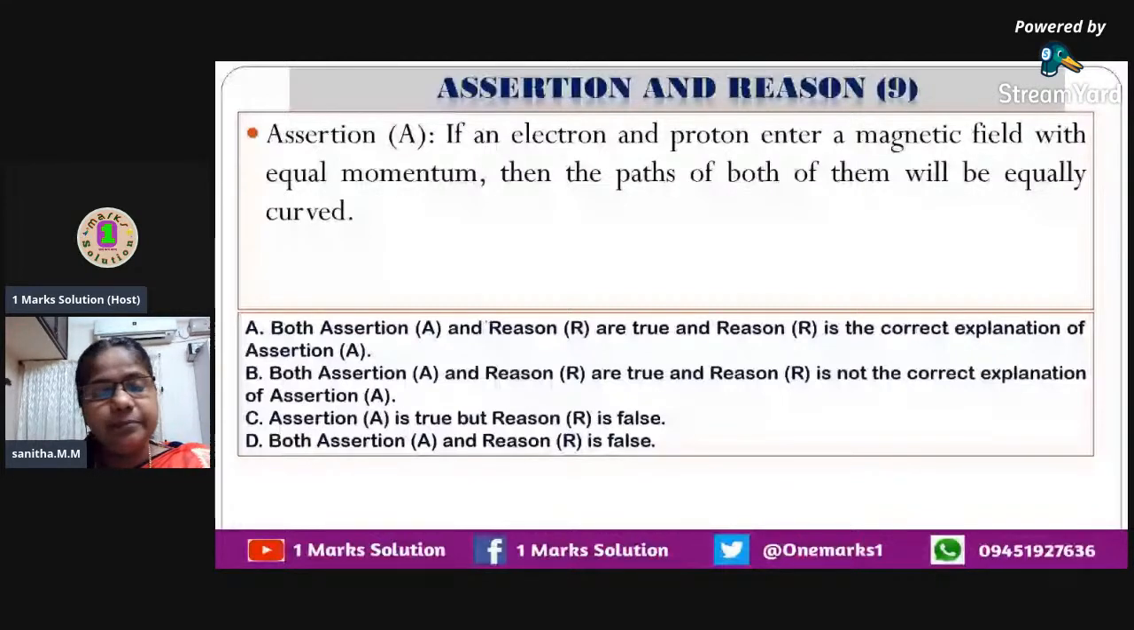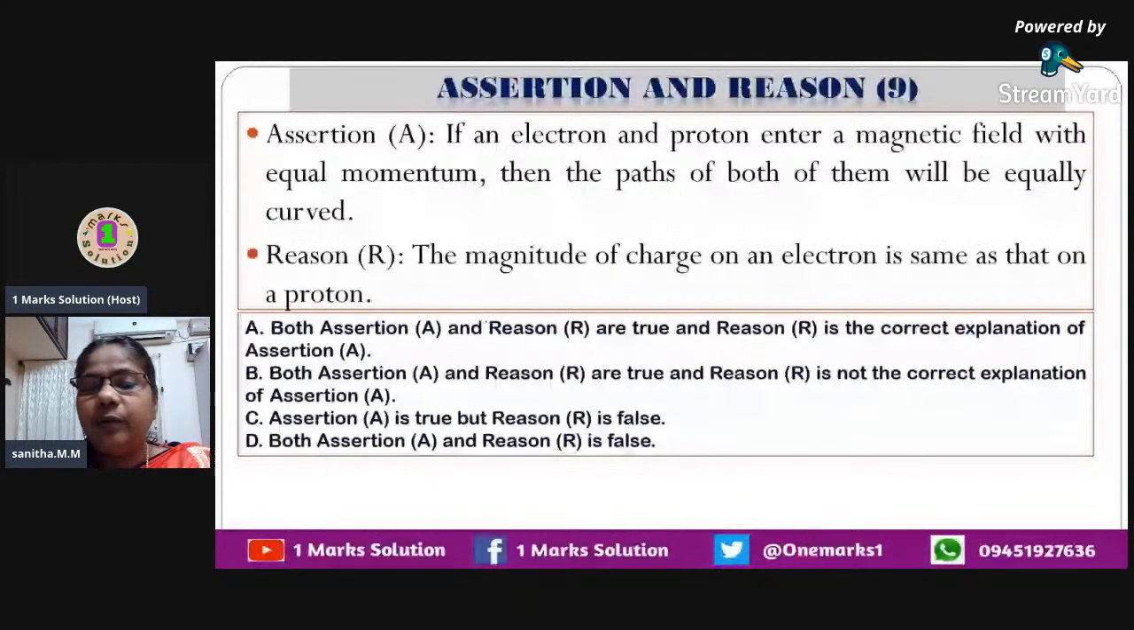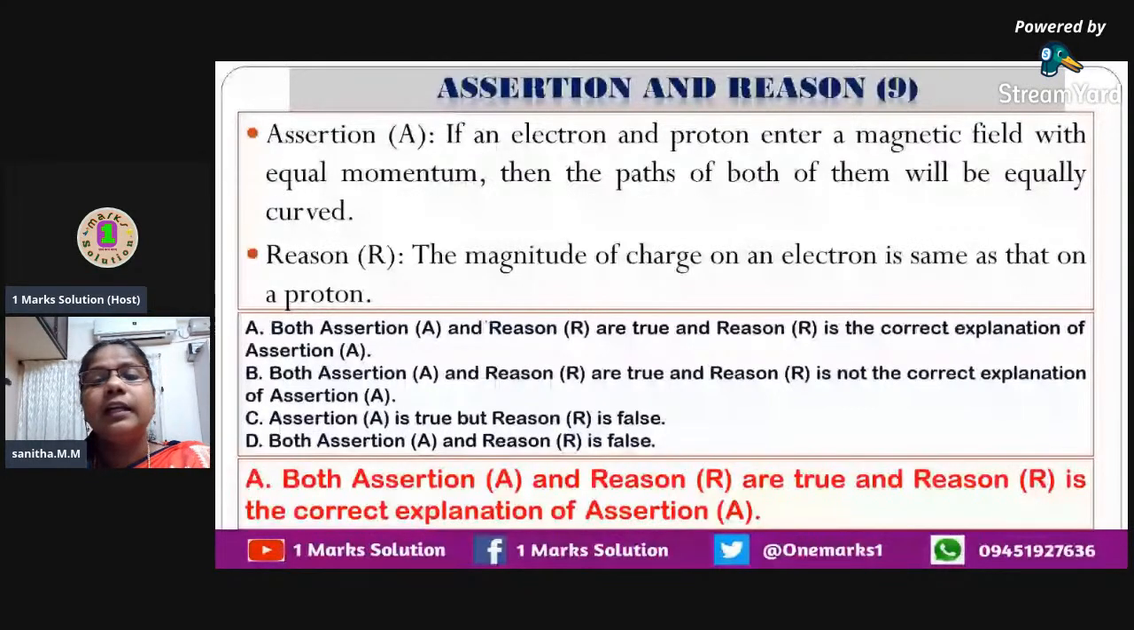So assertion is absolutely true. And let us move on to the reason. The magnitude of the charge on an electron and the proton will be the same. So that is the correct explanation for the assertion. So which is option A? The option A is the correct one. Let us move on to the last one.